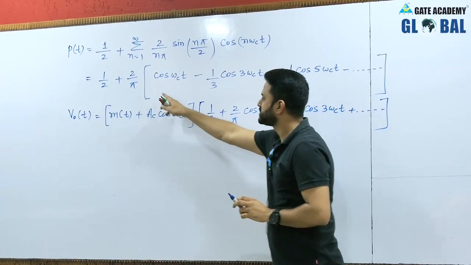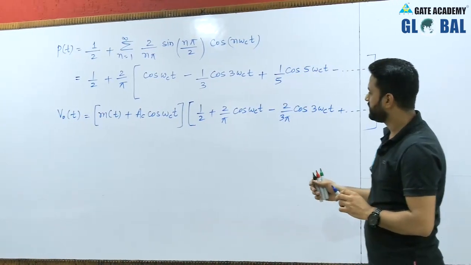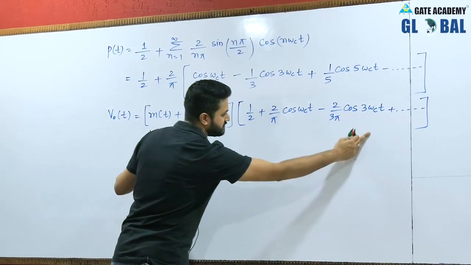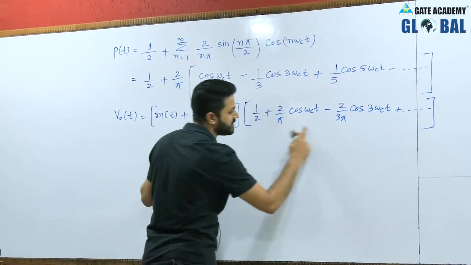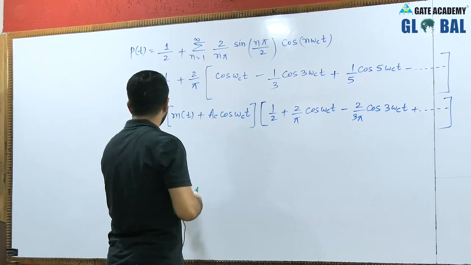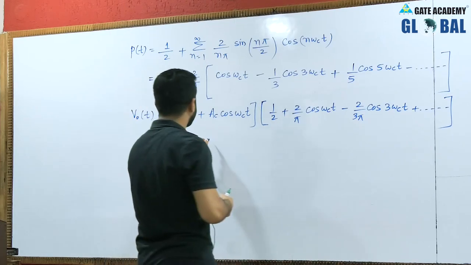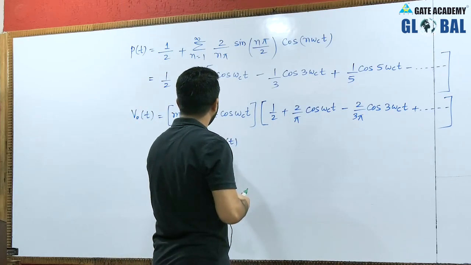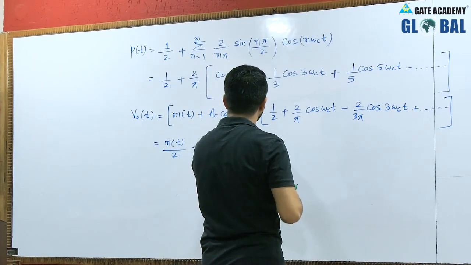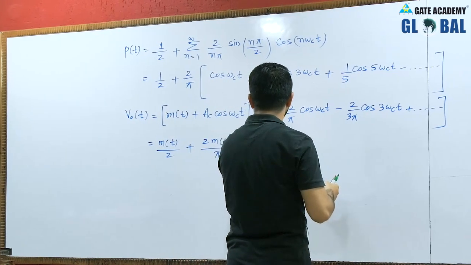We have multiplied this 2 by pi into cos omega c t, and so on. So now m(t) will be multiplied with this whole term, and this cos omega c t will be multiplied with this whole term, and we get a number of frequency components. So if we multiply, we get m(t) by 2 first, then 2 m(t) by pi cos omega c t, and we also get this 2 upon 3 pi term, and so on.